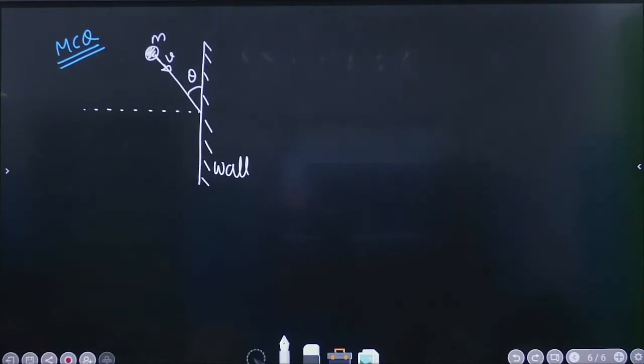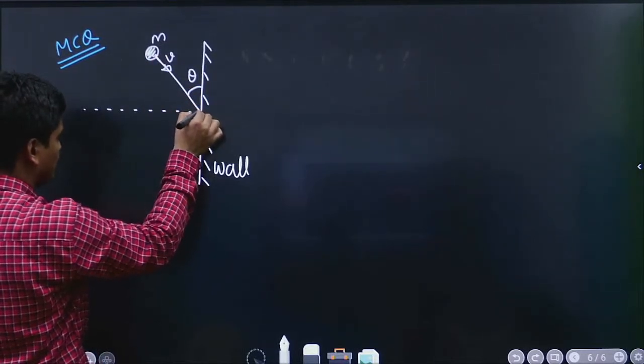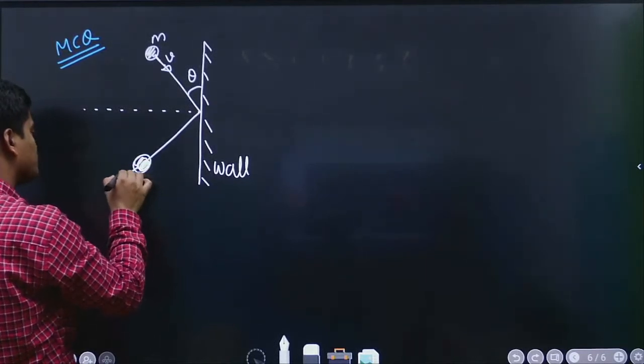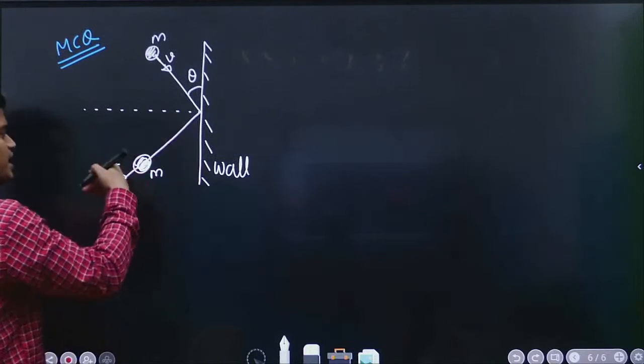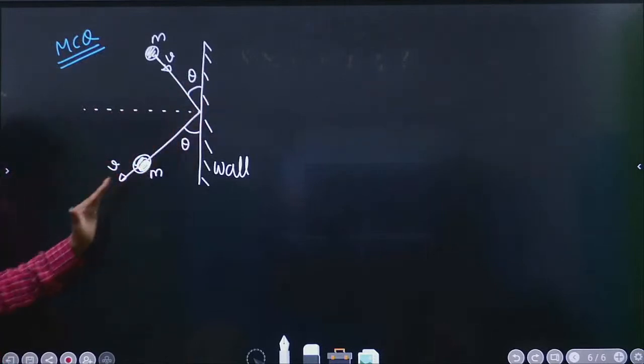Making an angle theta with the wall. Now listen here, what happens after that? After hitting the wall, this mass comes back like this with the same velocity v, mass m, going in this direction, making the same angle theta with the wall. Here it is coming, and here it is going.